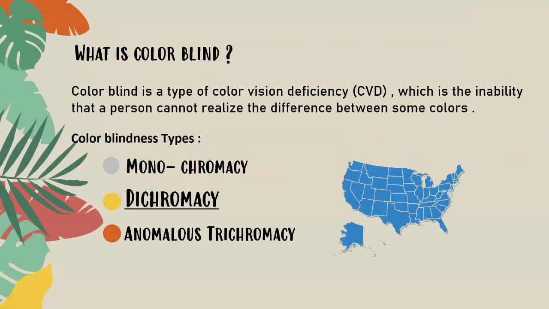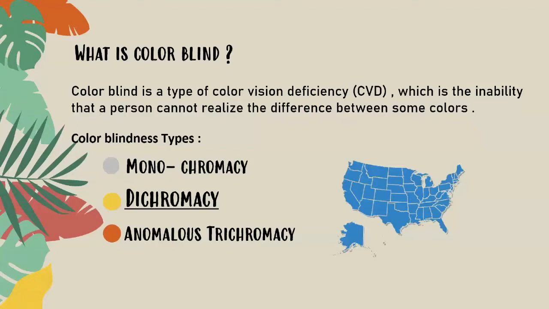So, what is color blindness? People have a misconception about colorblind individuals, that they can only see the world in black and white. Indeed, colorblind individuals have a failure to distinguish between some colors. There are three types of colorblindness: monochromacy, dichromacy, and anomalous trichromacy.